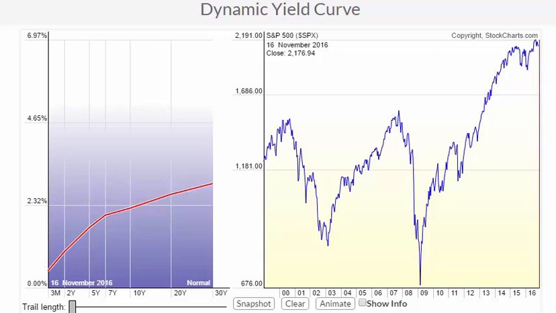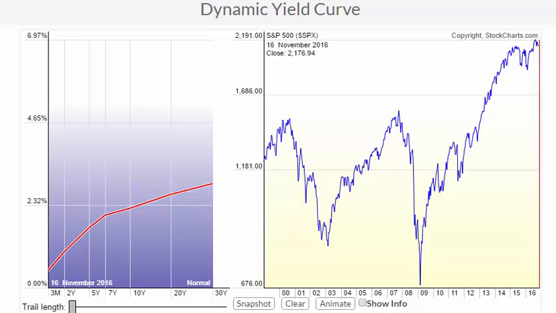What I wanted to talk to you about today and what we have teed up here, courtesy of StockCharts.com, is something called the dynamic yield curve. And the dynamic yield curve is simply this particular graph.